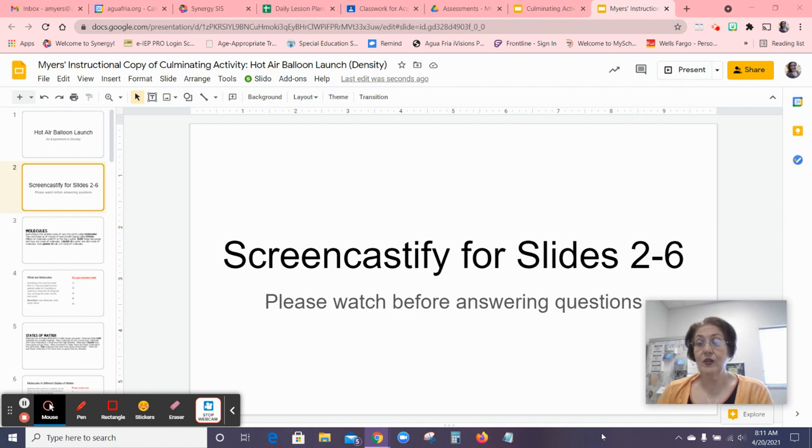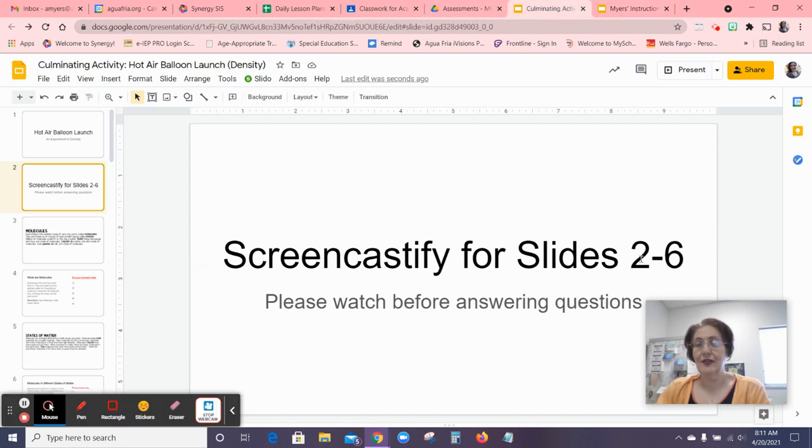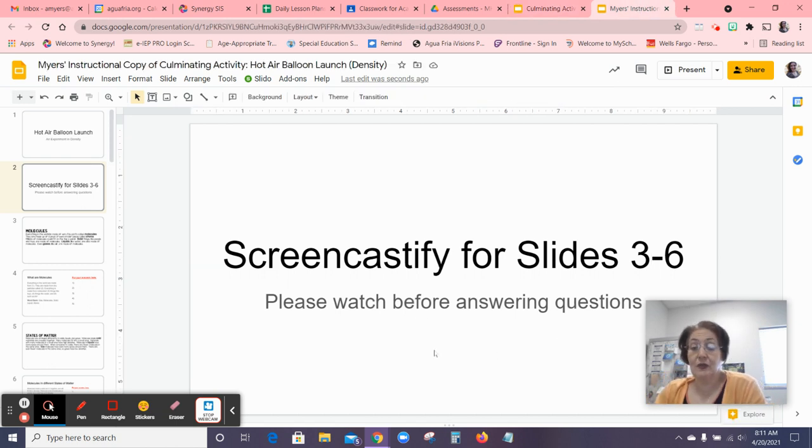Okay, so what I'm going to do now is go through slides. Actually, it's going to be slides 3 through 6. Sorry, I will go ahead and change that on your slides as well. Alrighty, there we go. So this is going to be a Screencastify for slides 3 through 6. I will read through the slides and help you with answering the questions, and then it's going to be your responsibility to go back and fill in the answers to each slide. Okay, so let's go ahead and start.